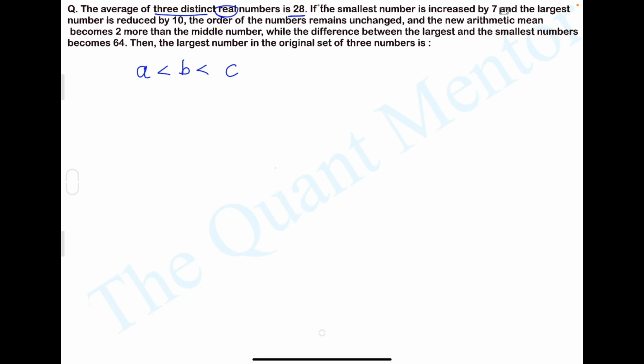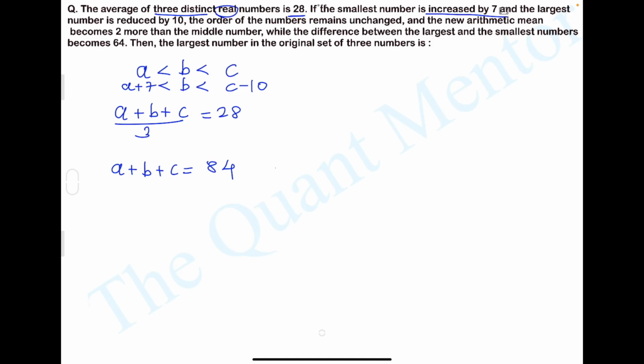As per the data, the average of these three numbers is 28. So (A + B + C)/3 must be 28. If I multiply by 3 on both sides, I get A + B + C = 84. Next, if the smallest number is increased by 7, it becomes A + 7, and the largest number reduced by 10 becomes C - 10. The order of the numbers remains unchanged, so B is as it is. So A + 7 is smallest, B is in the middle, and C - 10 is the largest.